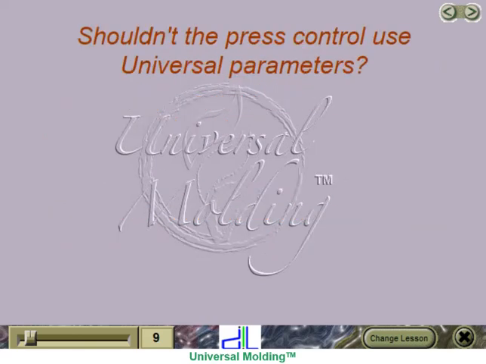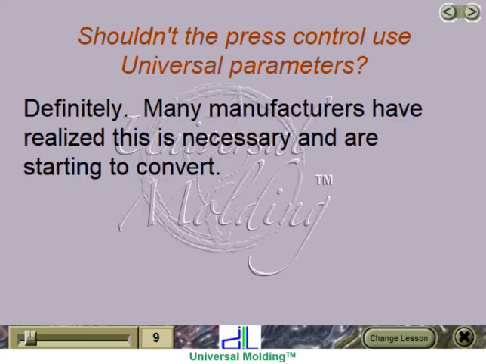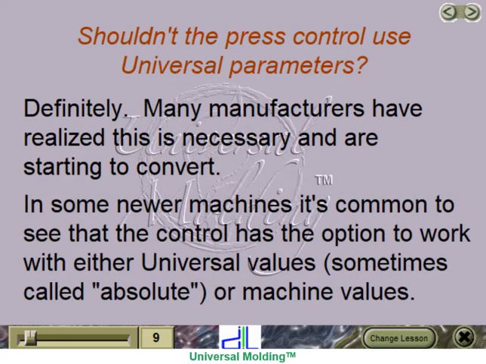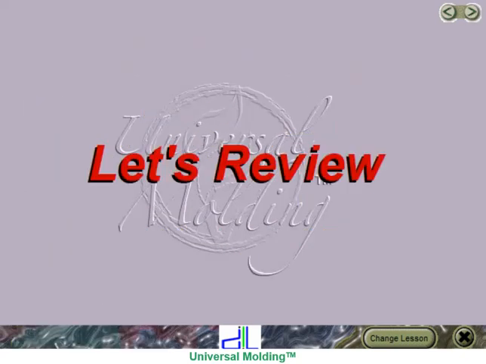Shouldn't the press control use universal parameters? Definitely. Many manufacturers have realized this is necessary and are starting to convert. In some newer machines, it's common to see that the control has the option to work with either universal values, sometimes called absolute, or machine values. Let's review.